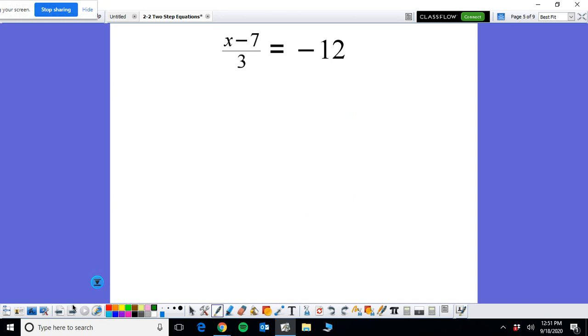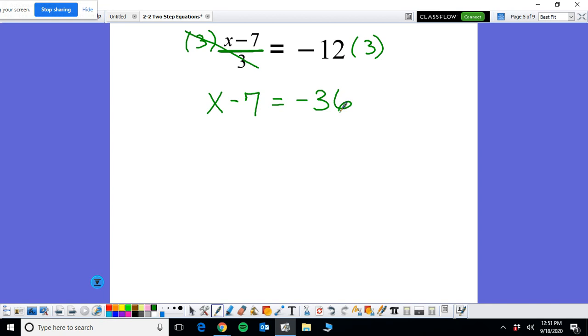Let's look at the next setup. Looks very similar, but might be some trickier things in this one. We have a 3 to take care of immediately. And the way we take care of that 3, if you want to get rid of a fraction, multiply by the denominator. That takes care of the fraction. X minus 7 equals negative 36.